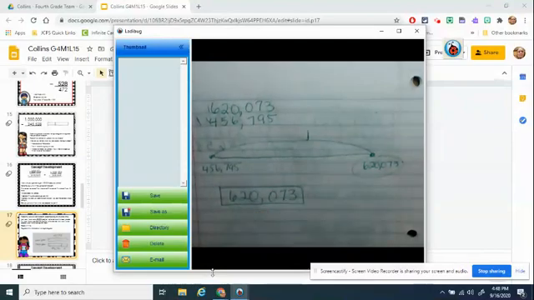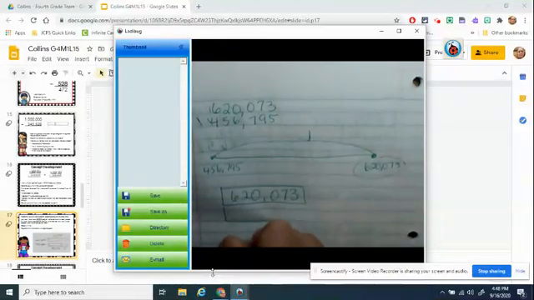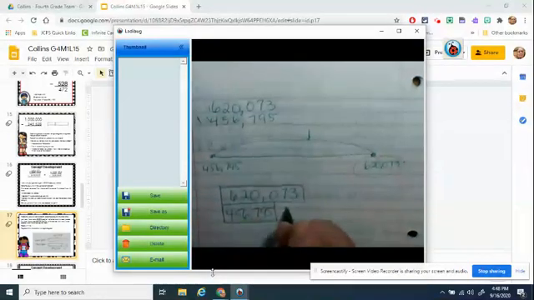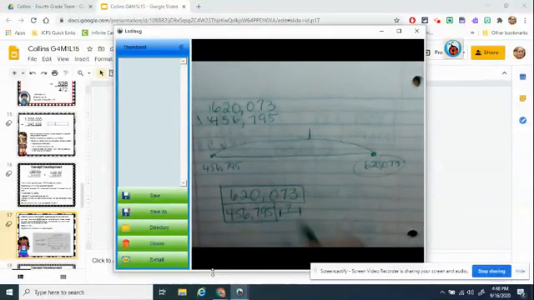620,073, and that's how many I had last year. And this year, I have 456,795. Okay, right here is my difference, okay? And I'm not even going to make it a box. I'm going to do like this because that's the part we're missing. That's the difference between those two numbers.